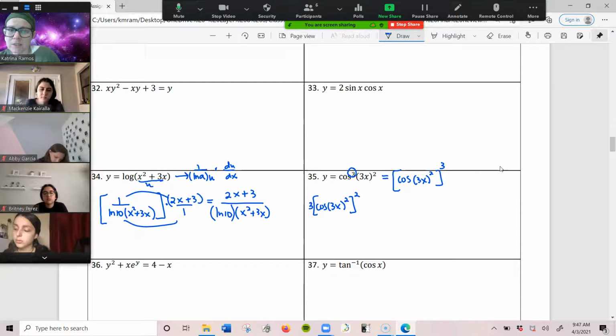Okay, so that's just this layer. What I like to do is scratch it out just to show I'm done with this layer. Now the next layer is the trig function. The derivative of cosine is negative sine. So negative sine of 3x squared. So done with that layer. Now the derivative of the angle. I'm thinking if it makes a difference.